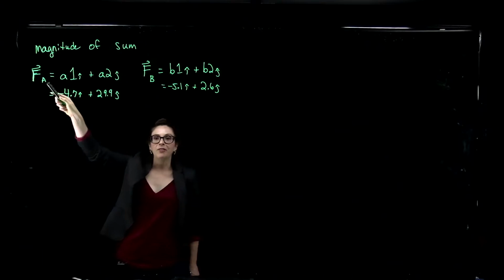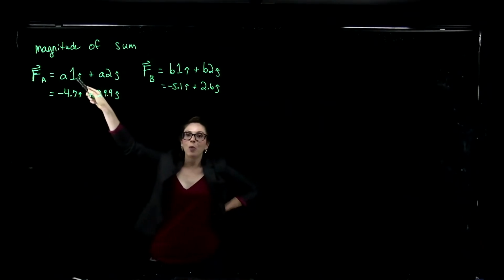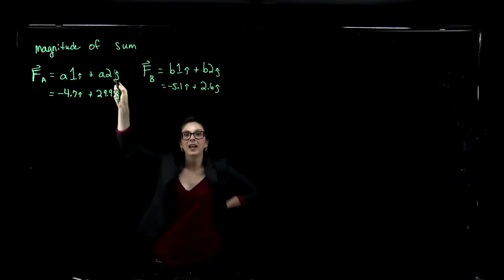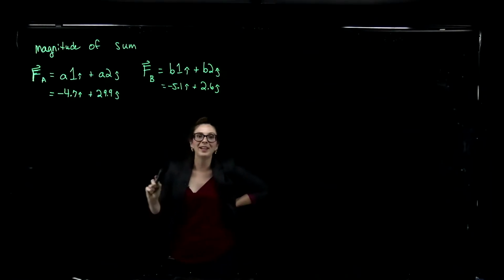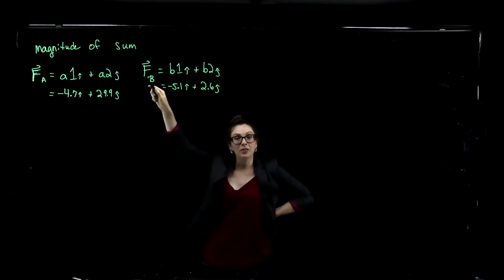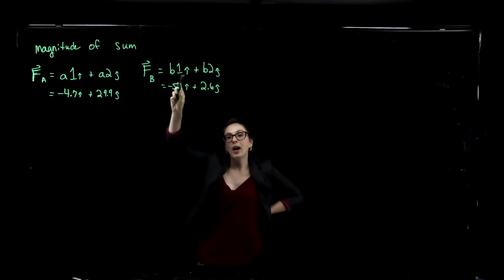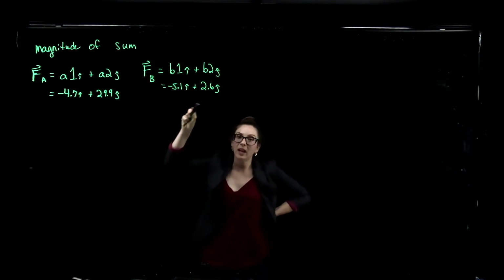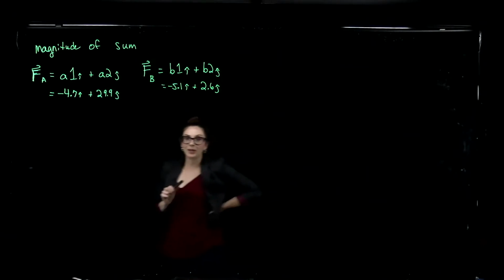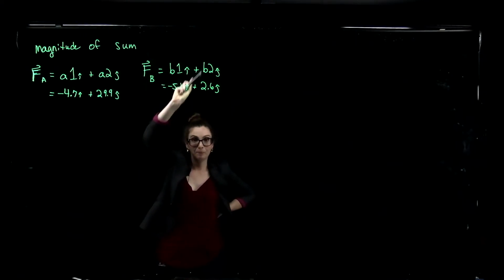My vector F_A is equal to A1 i-hat plus A2 j-hat. The A1 component is the X component. The A2 component is the Y component. And then for my B vector, F_B is equal to B1 i-hat plus B2 j-hat. B1 is the X component of the B vector, and B2 is the Y component of the B vector. These were the quantities they gave me for A1, A2, B1, B2.